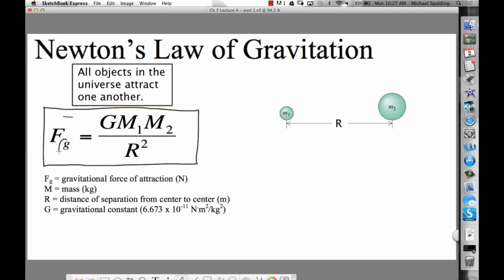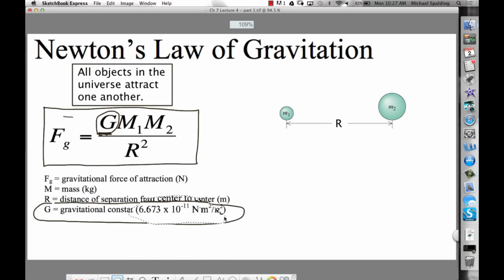So notice the little sub g right here, force gravitational. It's equal to big G, which you have not seen before. Don't confuse the big G with the lowercase g. Lowercase g would be acceleration of gravity. This big G is what we call the gravitational constant. Now I just want to draw your attention to something. Look at how small the gravitational constant is.